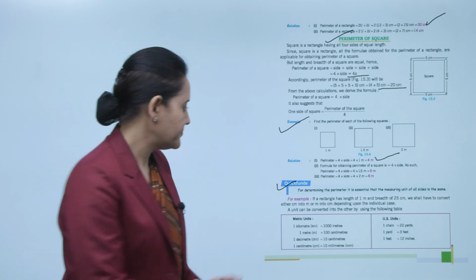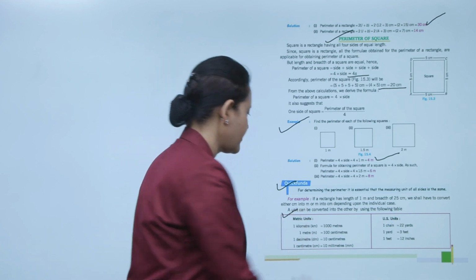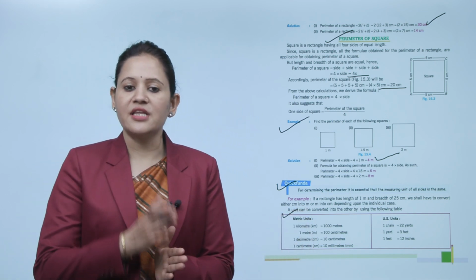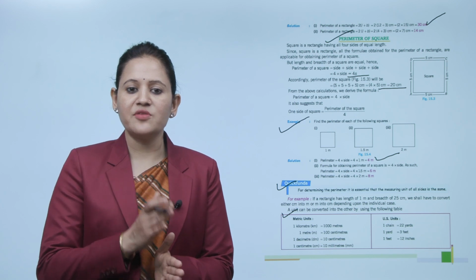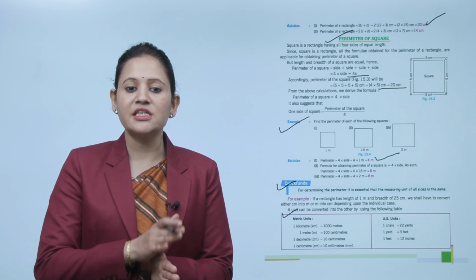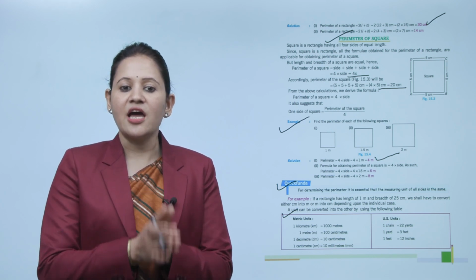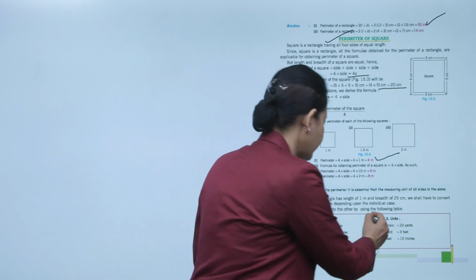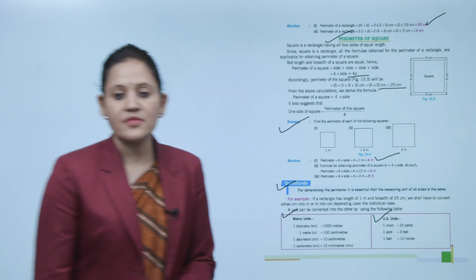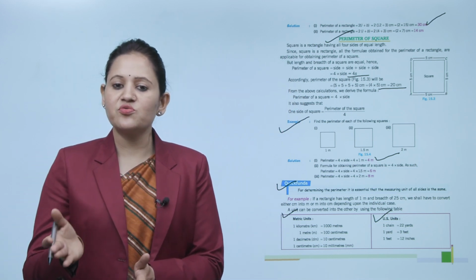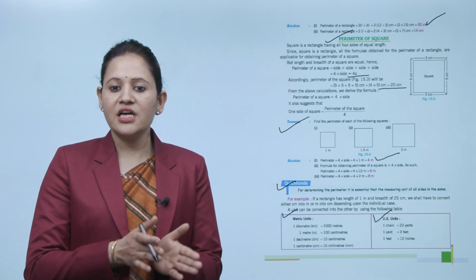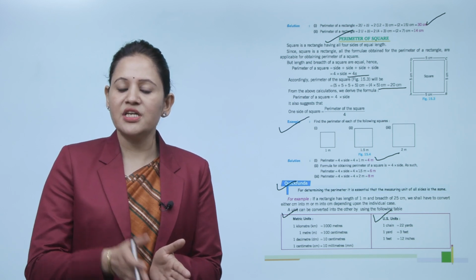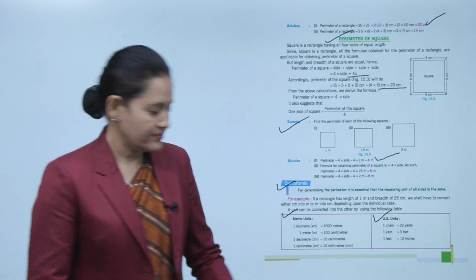Metric units: 1 kilometer equals 1000 meters. 1 meter equals 100 centimeters. 1 decimeter equals 10 centimeters, and 1 centimeter equals 10 millimeters. US units: 1 chain equals 22 yards. 1 yard equals 3 feet. 1 foot equals 12 inches.